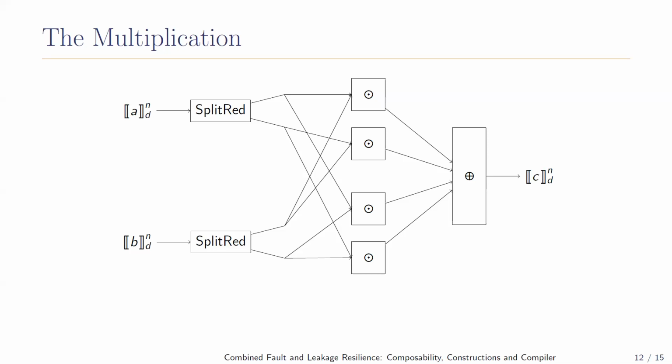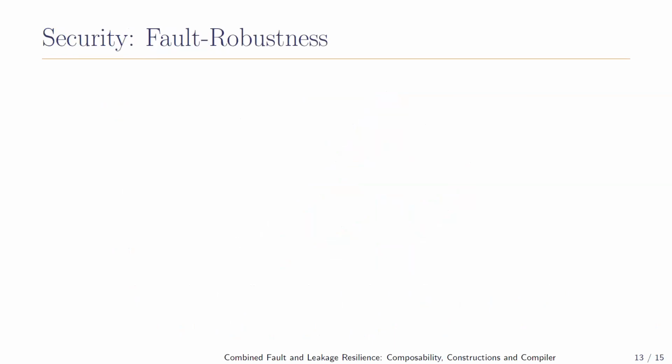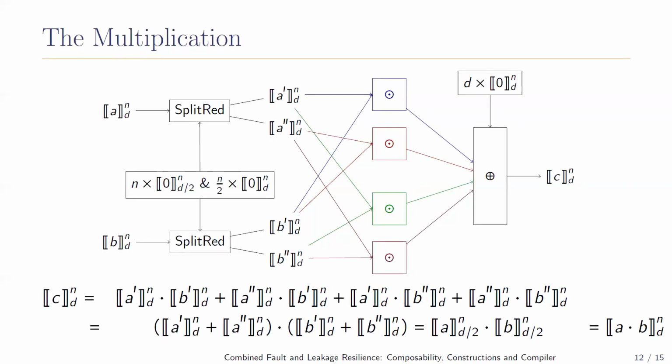And how much randomness? In complexity, it's n squared. But one second, that's what you can see here. We generate these n encodings of zeros of degree d half and n half of degree d. So this means that we have n times d half plus n half times d, which is n times d, plus d times d. So it's 2 times d squared. Thanks. Welcome.